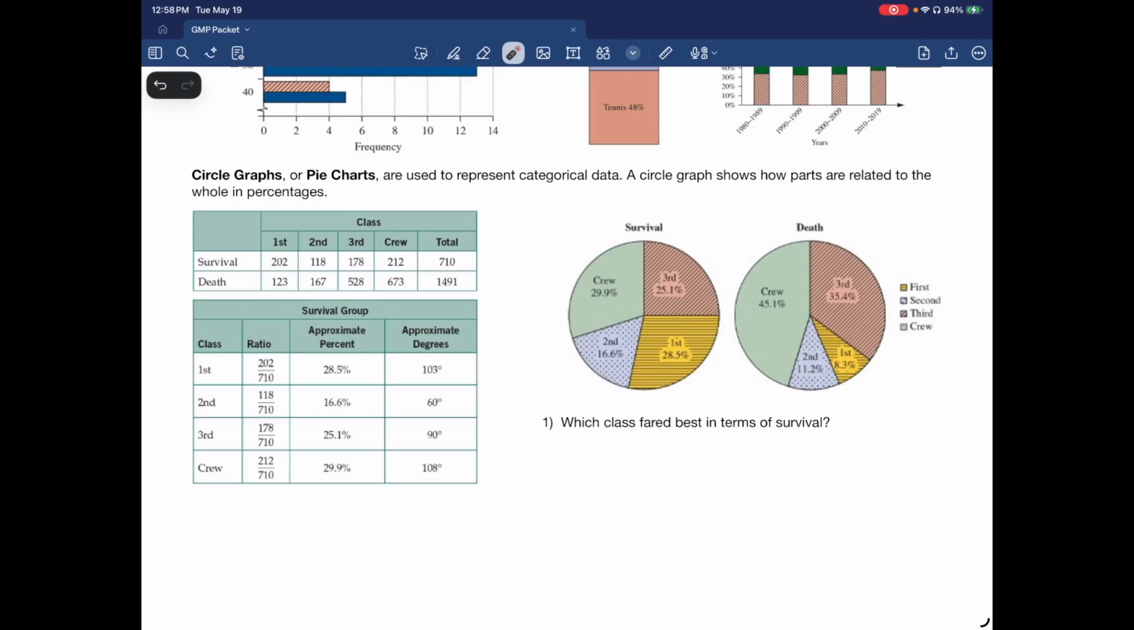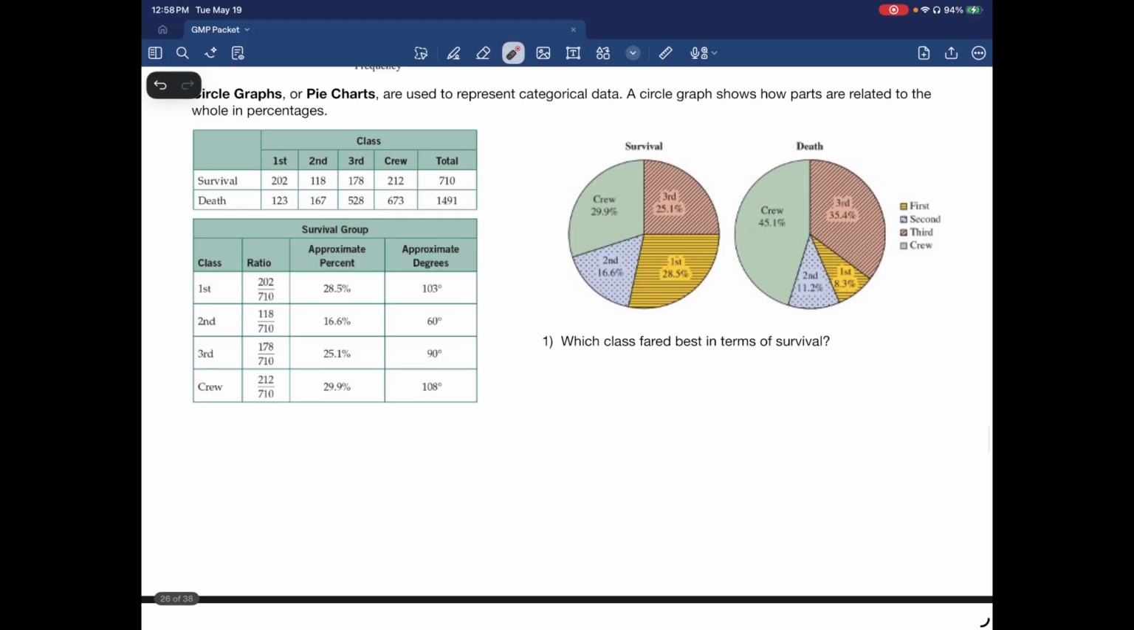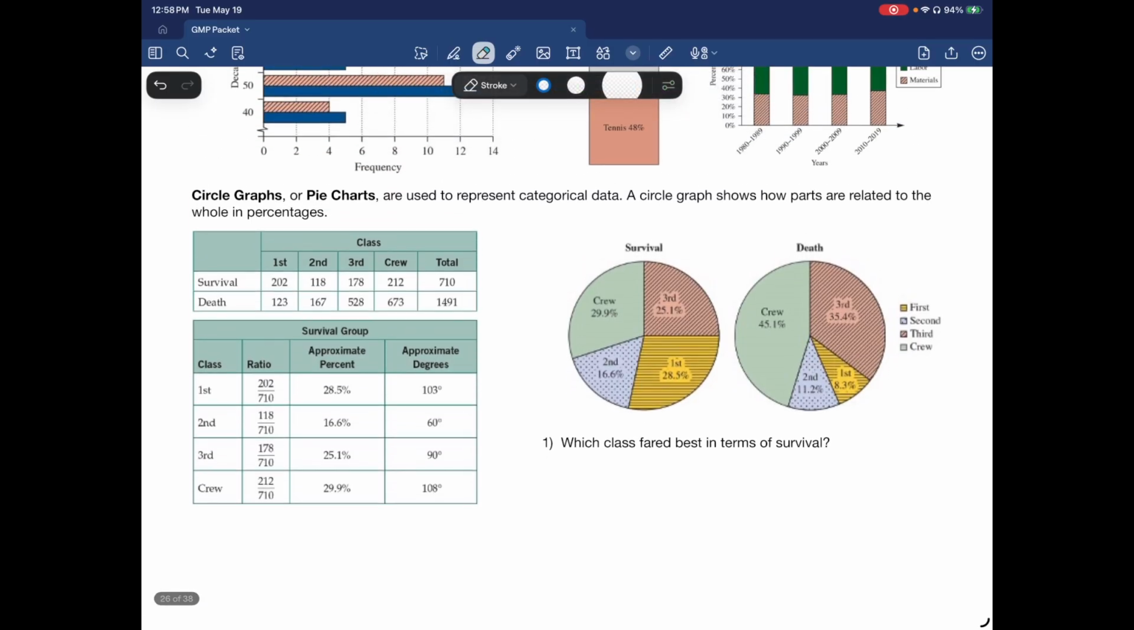A type of question they may ask, with a circle graph for survival and death, is which class fared best in terms of survival? So this would be a separate type of problem. You would take this data, and the first thing you would do is add up how many people are in total in the first class, second class, third class, and the crew. It's going to be 325 for the first class, a total of 285 in the second class, a total of 706 in the third class, and in the crew, a total of 885 people.